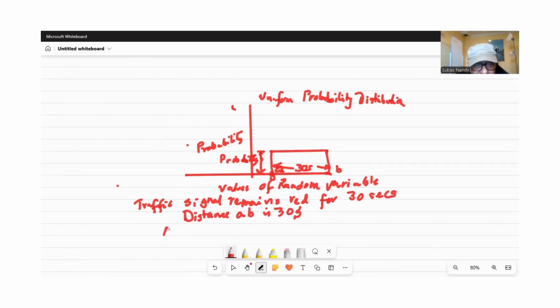Remember, the area under a probability distribution curve is always 1.